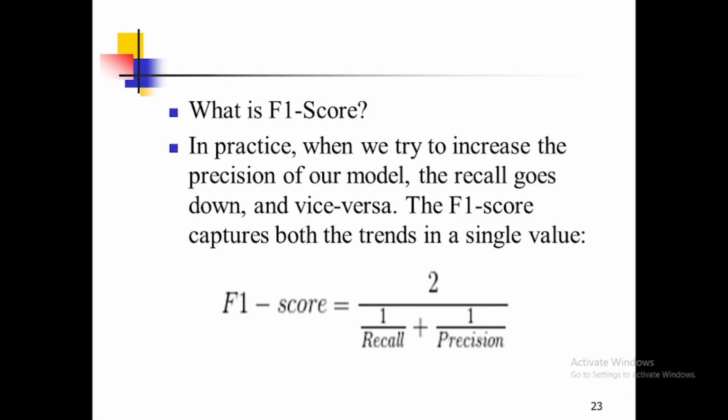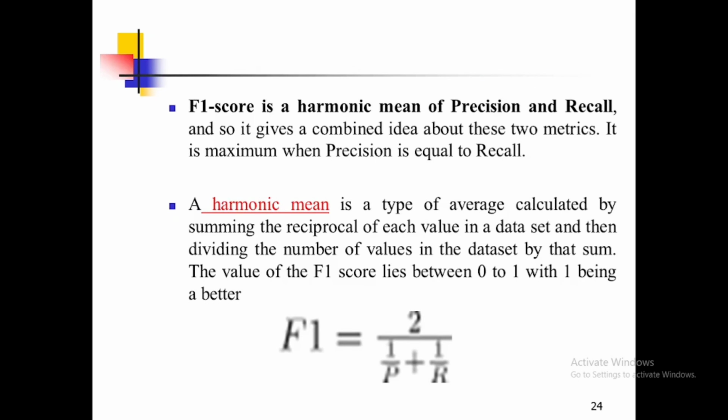What is the F1 score? In practice, when we try to increase the precision of our model, the recall goes down and vice versa. The F1 score captures both trends in a single value. F1 score is equal to 2 divided by (1 by recall plus 1 by precision), that means the inverse of recall plus the inverse of precision. The F1 score is the harmonic mean of precision and recall.